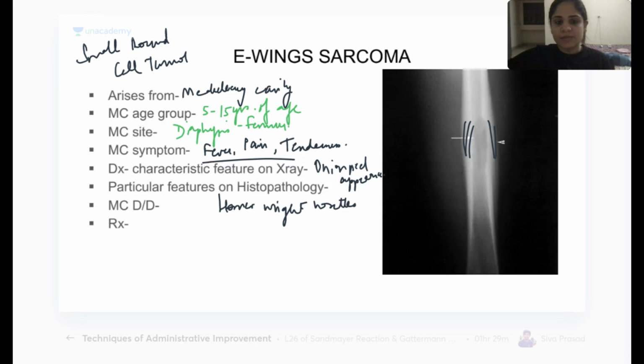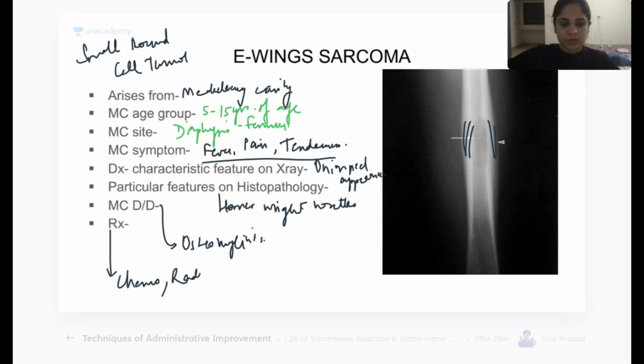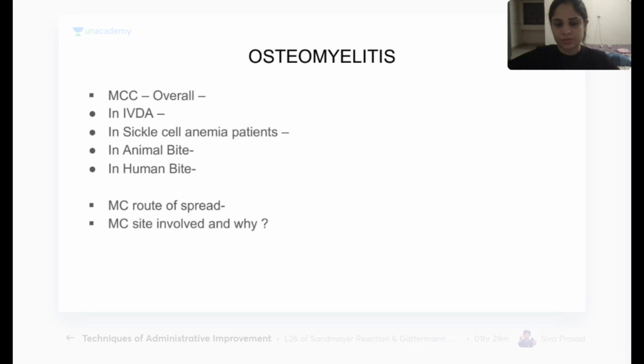Now, if you're getting fever, pain and tenderness, what could be your most common differential diagnosis in this case? Osteomyelitis, very good. And what is the treatment? For OGS, we saw that it was a radio-resistant tumor. Radiation was not working. Can you give radiation here? Here, it is radiosensitive. Very good. So you give chemo, you give radiation, and you do surgery for excision of the tumor.